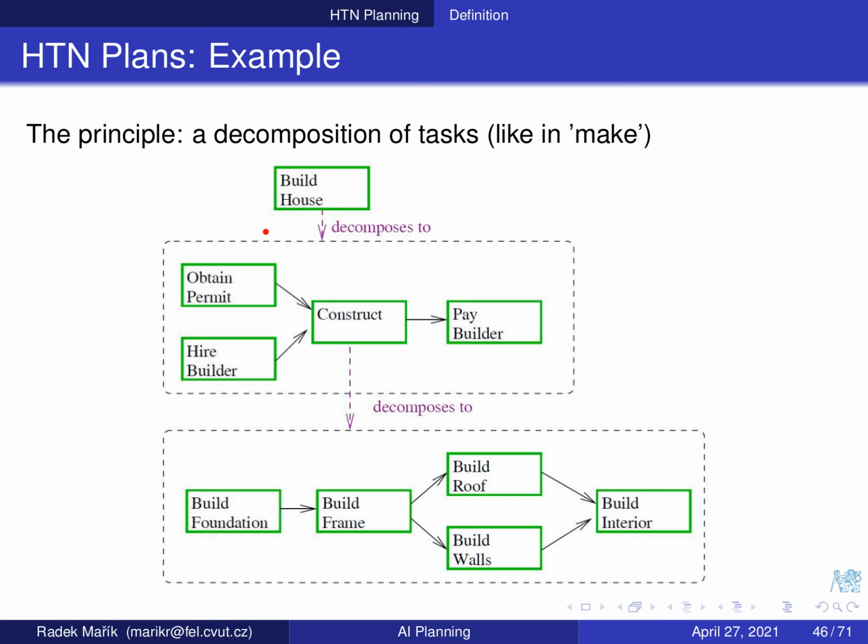And if you use it as planning, so basically a kind of virtual simulation of the process, you might hit a situation where you are not able to continue further. So you need to backtrack and find another decomposition. And that's different, for example, from make, which basically goes in a very deterministic way.